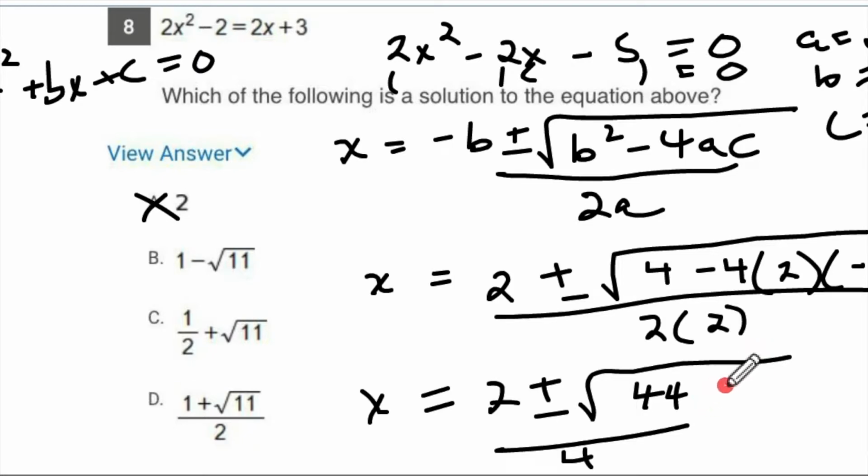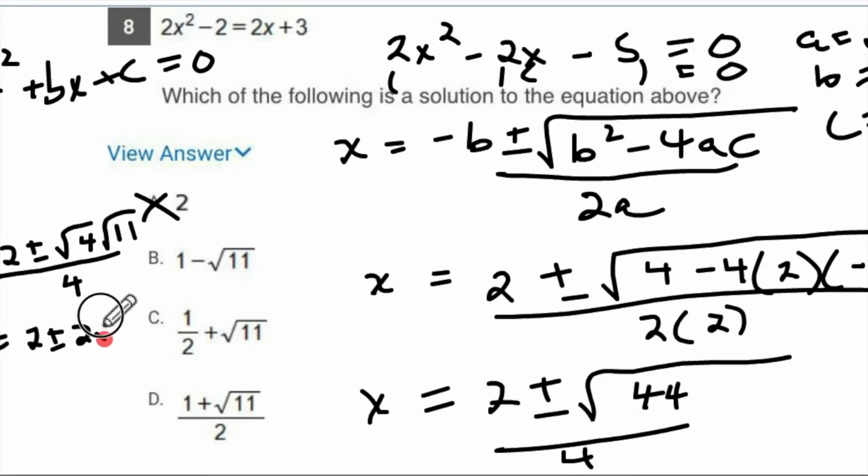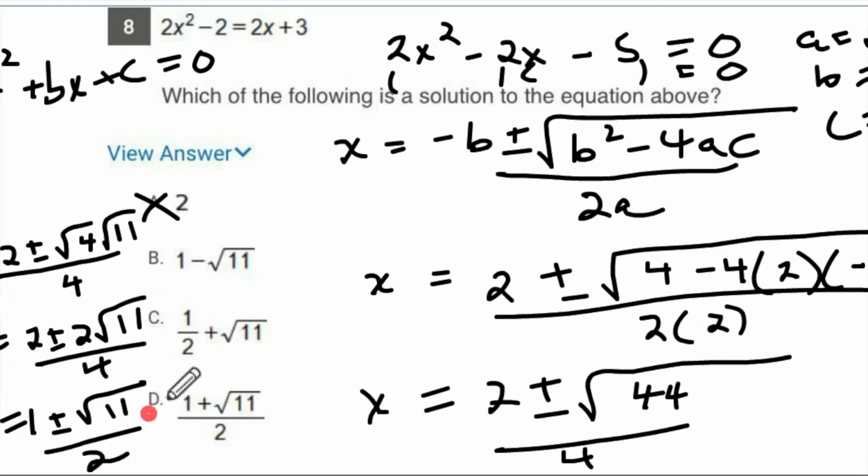So 44 is 4 times 11. So you can take out, let's say I ran out of room. So you get x equals 2 plus or minus the square root of 4, the square root of 11, right? I'm just putting in that extra step over 4. So it's x equals 2 plus or minus 2 root 11 over 4. And then a 2 goes into all of these, so your final answer would be x equals 1 plus or minus square root 11 over 2. And they just want one of the solutions, so it's going to be this one.